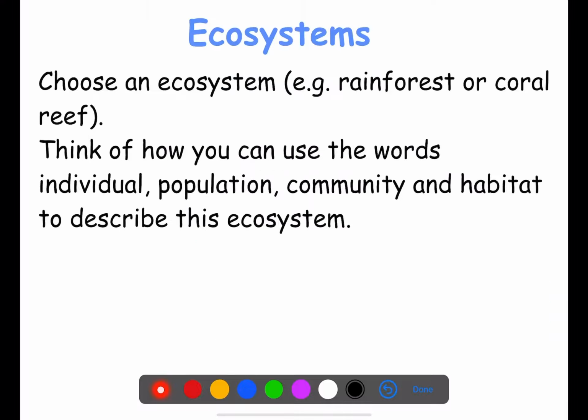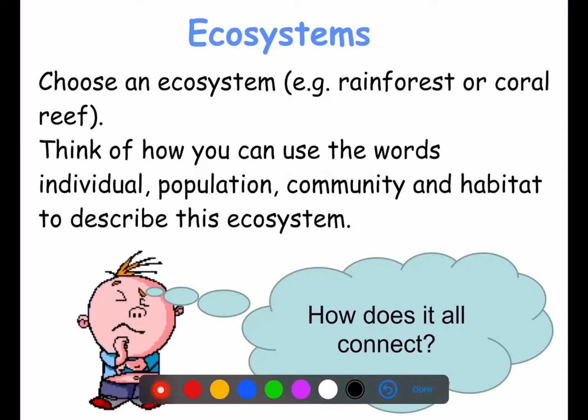So I want you to think about an ecosystem. You could choose any ecosystem or make one up for yourself. I want you to think about how you can use the words that we've learned: individual, population, community, and habitat, to describe your ecosystem and how it all connects.